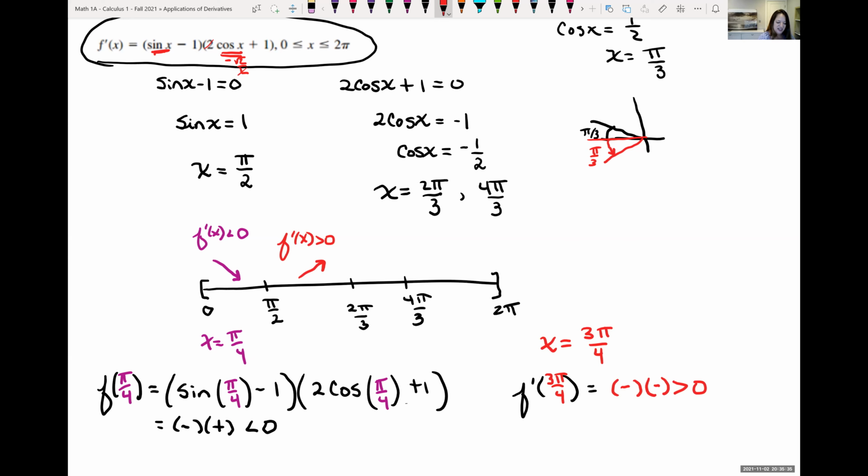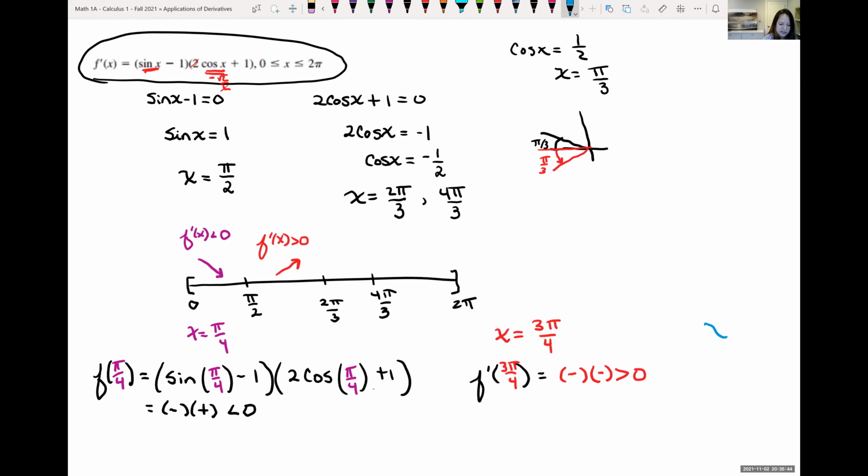So choose something between 2 pi thirds and 4 pi thirds. Pi falls there, so let's check x equals pi. If we plug it into our derivative function, sine of pi is 0, and 0 minus 1 is negative 1, which is negative. 2 times cosine of pi, well, that's 2 times negative 1, which is negative 2. Negative 2 plus 1 is negative. So I get that this is greater than 0.